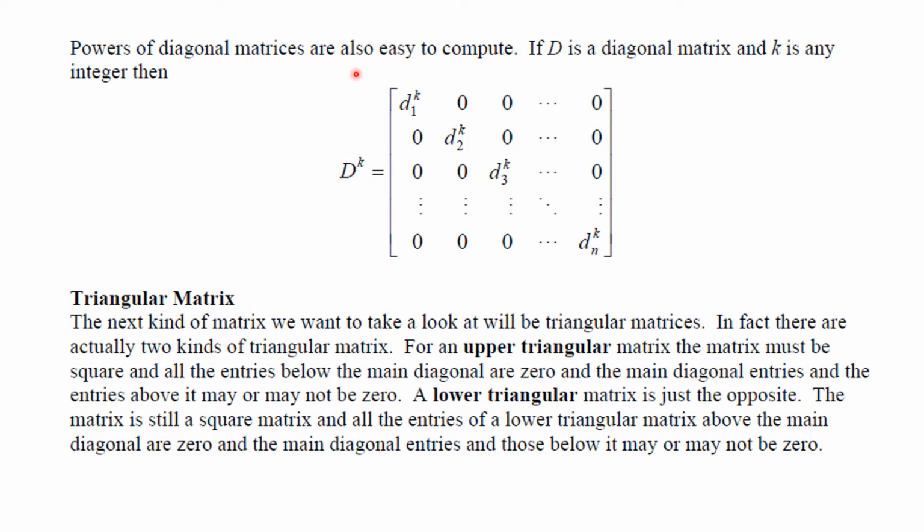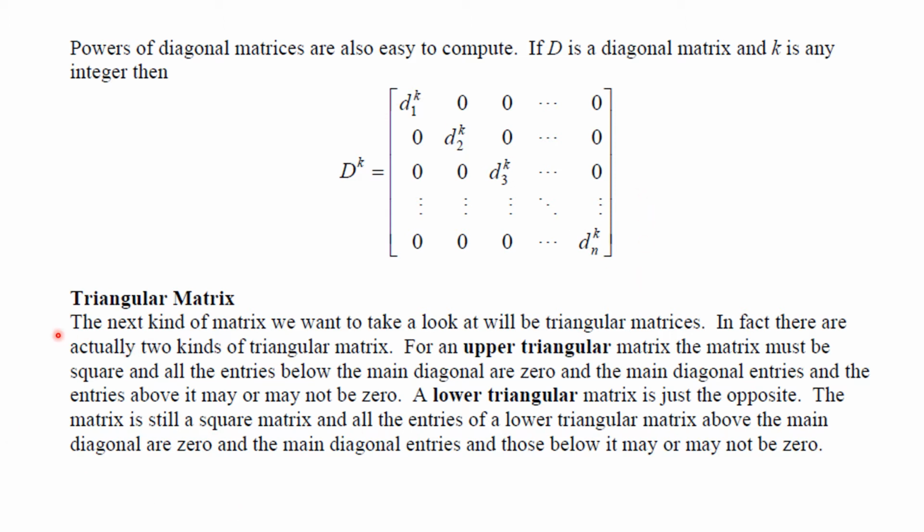Powers of diagonal matrices are also easy to compute because if D is a diagonal matrix and k is any integer, any positive integer, well actually it is positive or negative as long as the diagonal elements aren't zero, then D raised to the k power is this.